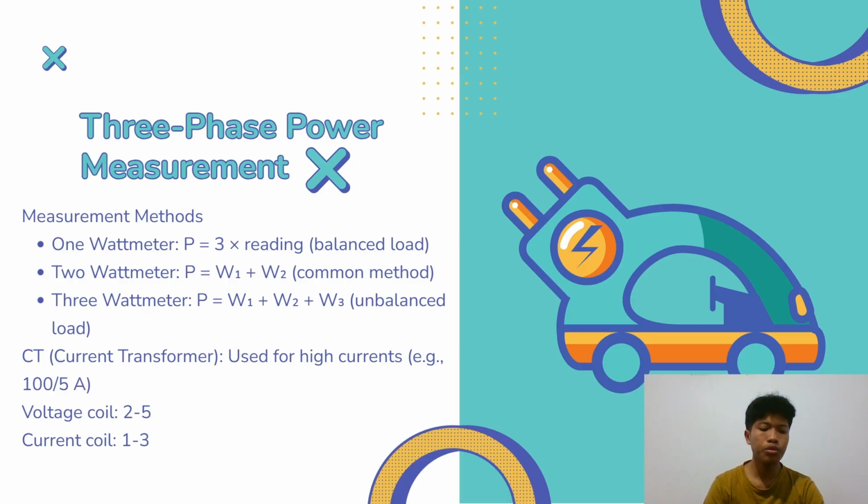For high current we use a current transformer, or CT. A typical CT might have a ratio of 100 to 5, meaning the primary current is up to 100 amperes. The secondary current to the meter is 5 amperes. The primary conductor passes through the CT core. Terminals K and L connect to the meter.